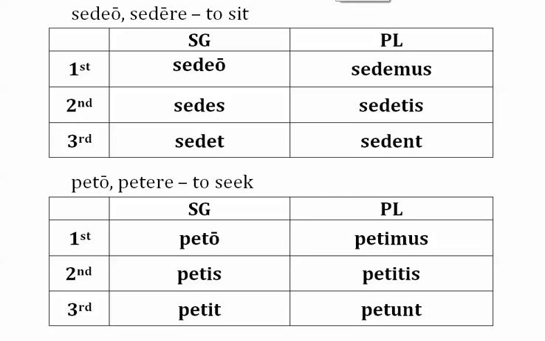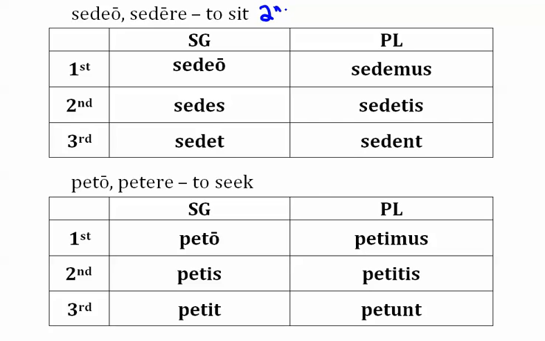Okay, in this video we'll be comparing sedeo, sedēre, and petto, petere in the imperfect. And there's a reason I want to do them together. There's also a reason that the charts are already filled in. The charts are filled in with the present tense. And I want to compare these two verbs in the present tense because they don't look the same.